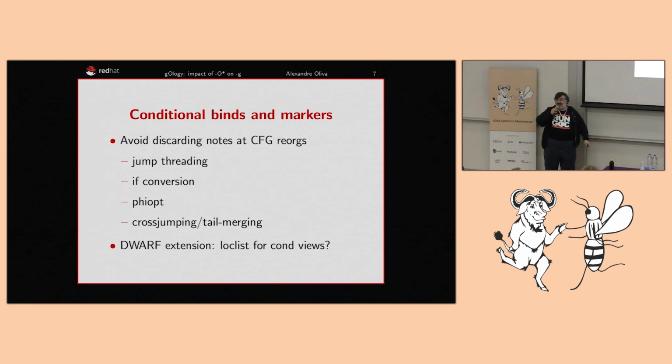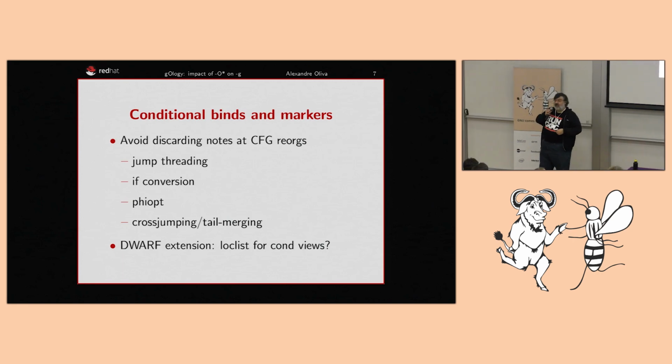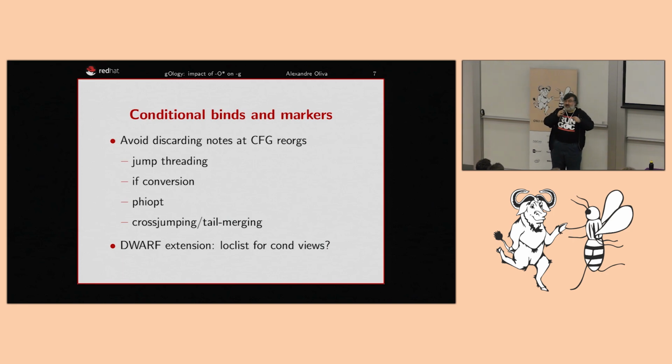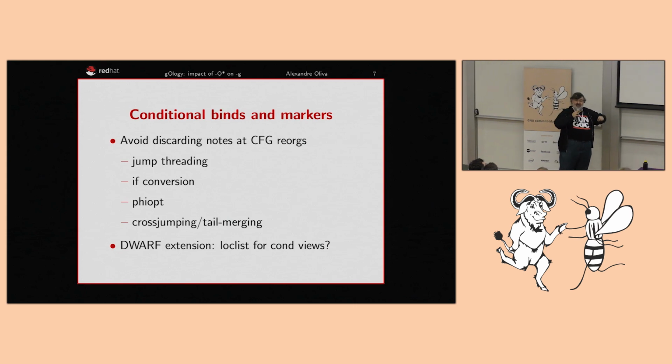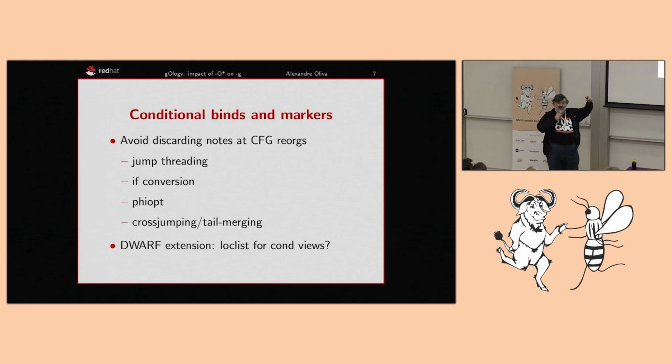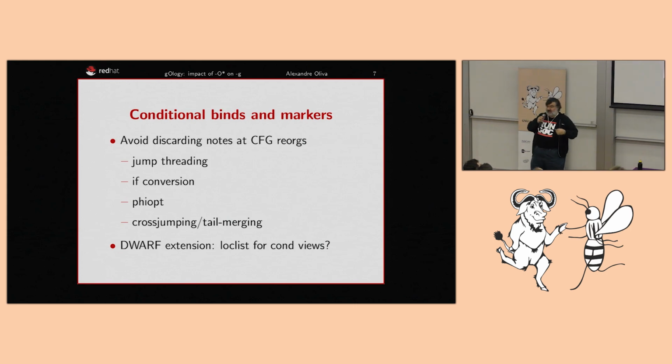Auto increment also messes things up. It can, the same thing, modify a register and not adjust binds between the point in which it was modified and the point in which it would have been modified originally. So we end up with incorrect stuff.